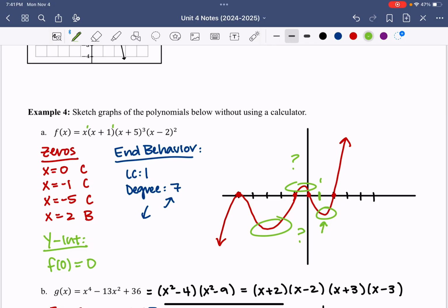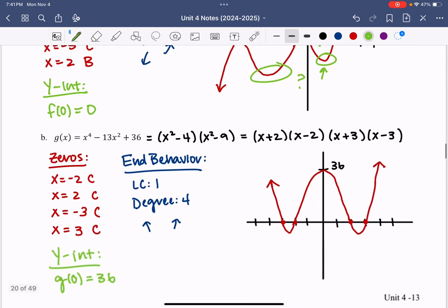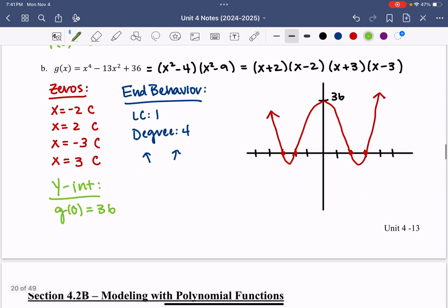Okay, last but not least, for B, it was given to you in standard form, x to the 4th minus 13x squared plus 36. We weren't able to factor out an x from it. However, this is something that I can factor. My factors would be x squared minus 4 and x squared minus 9, two differences of squares. So factoring all together, I get x plus 2, x minus 2, x plus 3, x minus 3. That gives us our 4 zeros, and since all of them have a multiplicity of 1, we're going to cross through all of them.